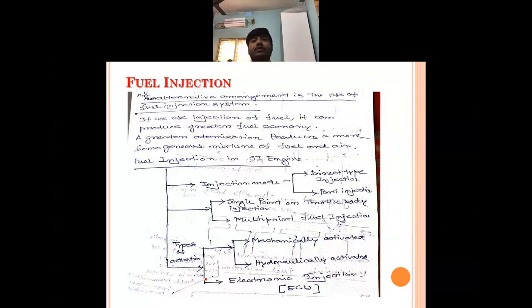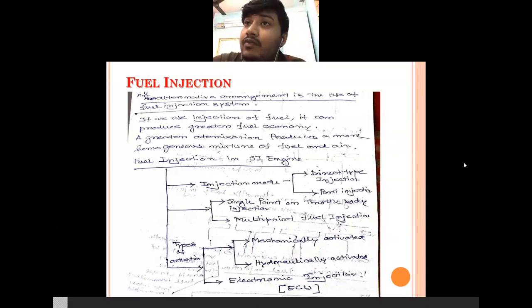Now if it is a port type injection mode, then how is it classified? So it is a single point or throttle body injection mode, or it is a multi-point fuel injection, MPFI. You have heard the term MPFI. This is the MPFI, multi-point fuel injection. Okay, then the last one comes according to the type of activation, that is mechanically activated or hydraulically activated, and the last one is electronic injection system or ECU, electronics control unit.